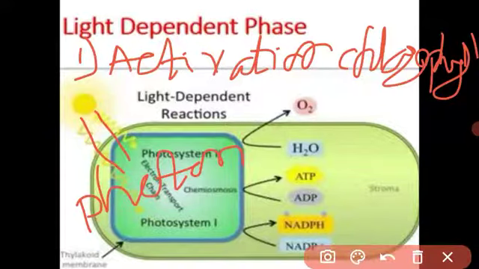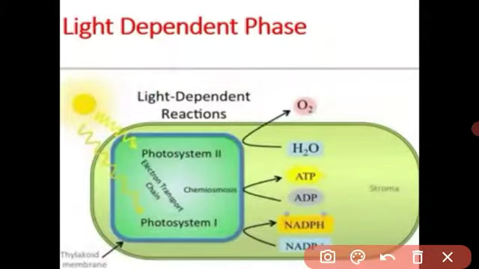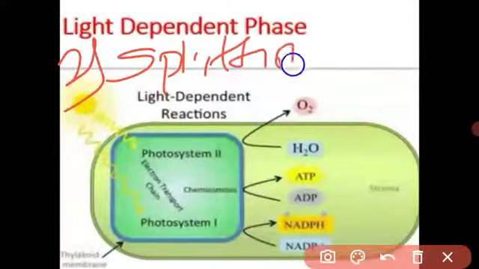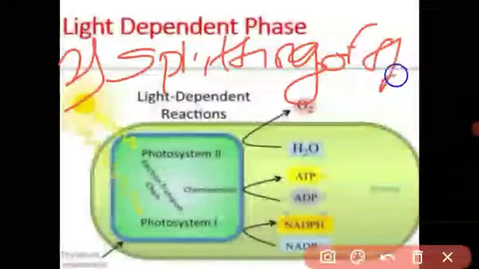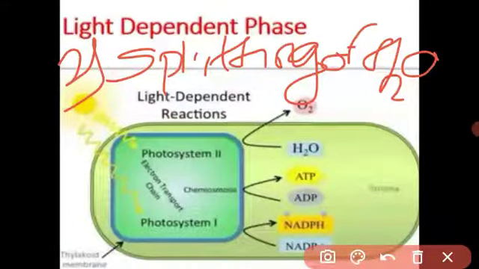This is the first step, the activation of chlorophyll. Simultaneously, when the chlorophyll pigment absorbs the photon, the second step is the splitting of water, H2O. When the chlorophyll is activated, it absorbs the light energy, and this photon splits the water molecule.